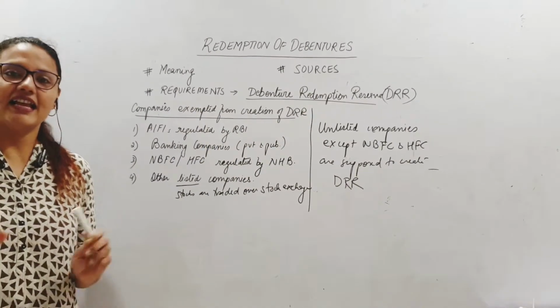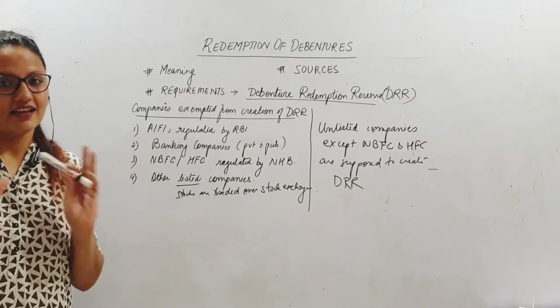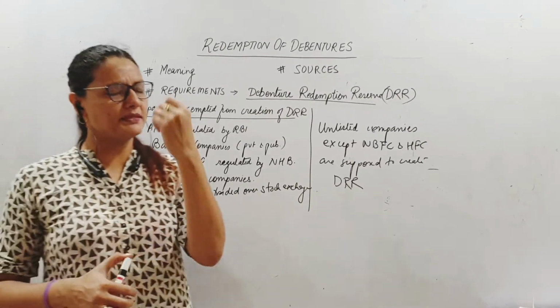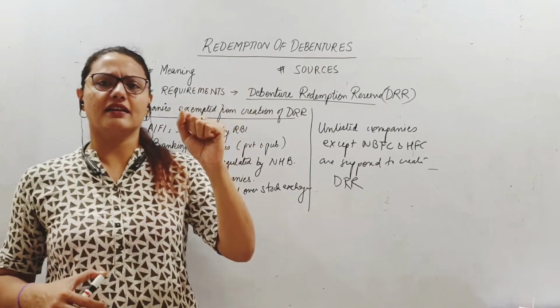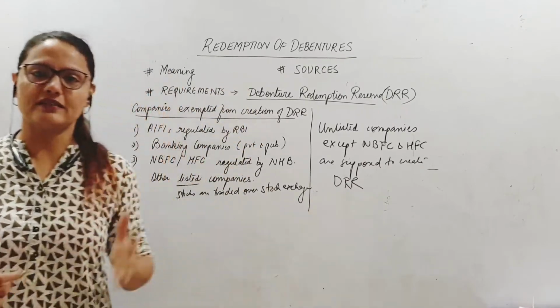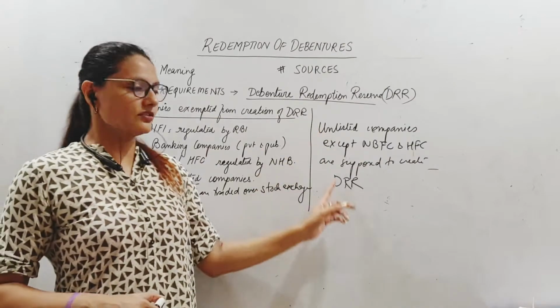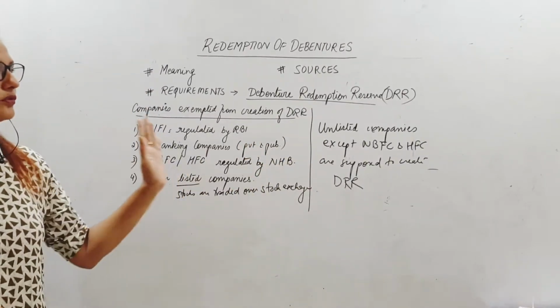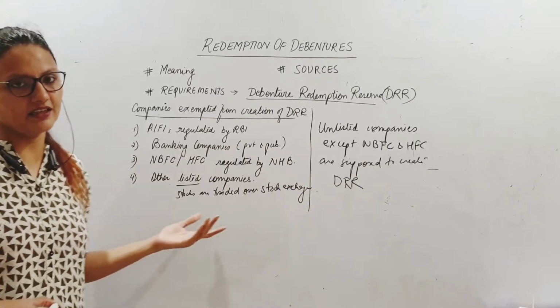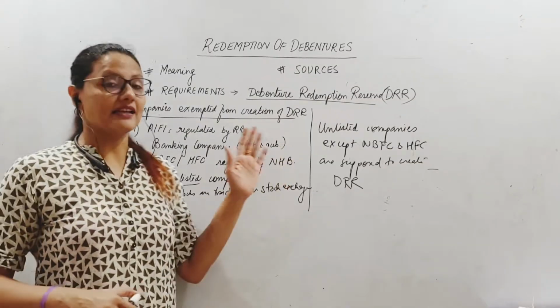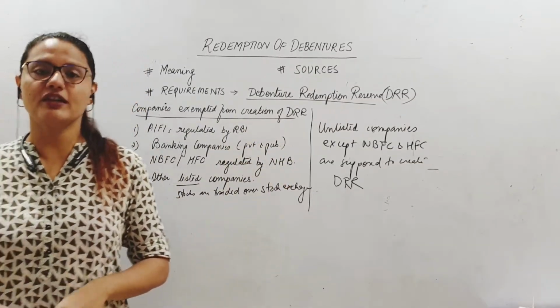Clear? Any doubts in this? I don't think so. But if you have, then please post your comments. इसमें होगा करना है कि नहीं, ऐसे कंपनी में करना है कि नहीं. You can just post your queries in the comment section. Alright? So this is the gist of which companies are supposed to create DRR. Clear about it? So this is as far as exemptions are concerned for DRR.